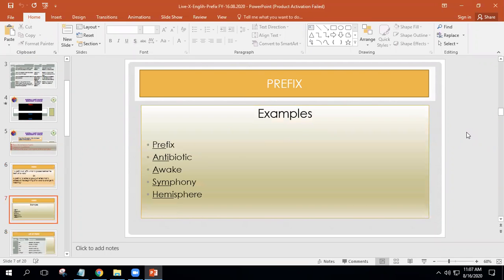Now, let's learn some examples of prefix. First of all, it's interesting that the prefix itself contains a prefix. See, prefix, antibiotic, awake, symphony, hemisphere. Dear cadets, you see the underlined parts of the words. Here, the underlined parts are the prefixes. At first, in prefix, the prefix is pre. Then in antibiotic, the prefix is anti. In awake, the prefix is a. In symphony, the prefix is sym. And in hemisphere, the prefix is hemi.